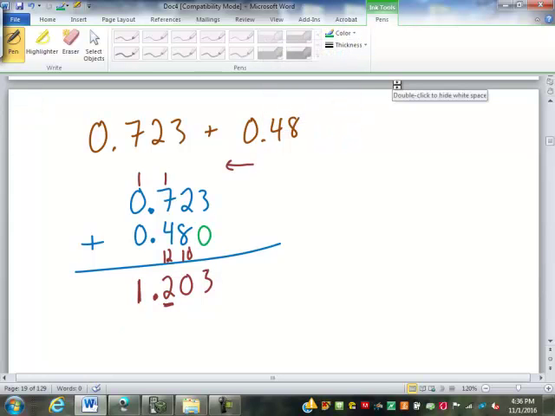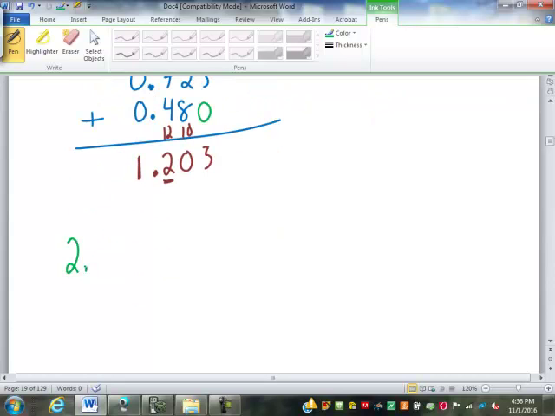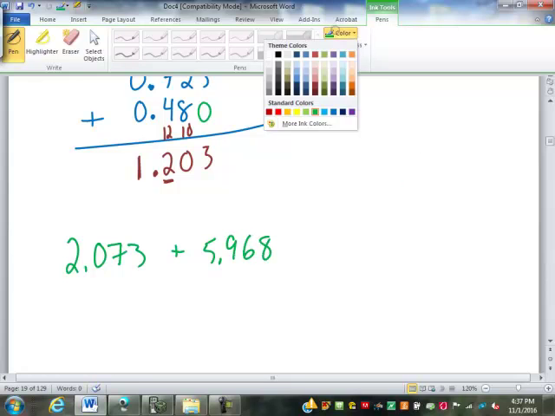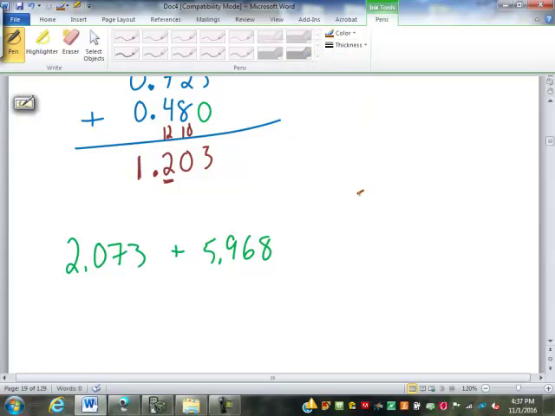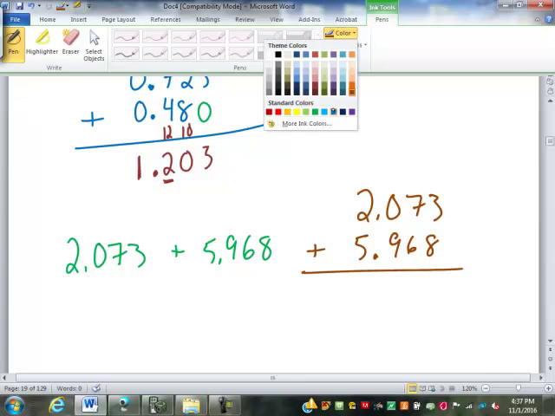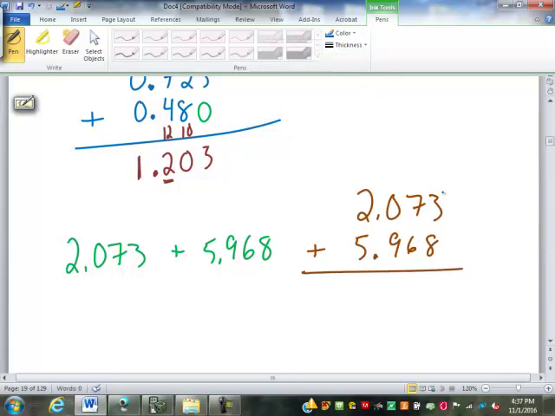I might have 2.073 plus 5.968. So when I go to set this up, I'm going to write my first number, 2.073, plus, I'm going to put my decimal point in first. Before the decimal point, I just have the 5. Afterwards, I've got 968. So things automatically line up. I don't have to fill in any decimal places with zeros.